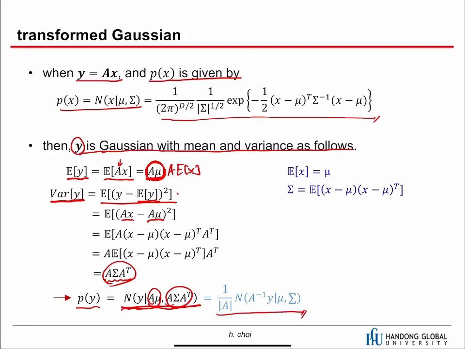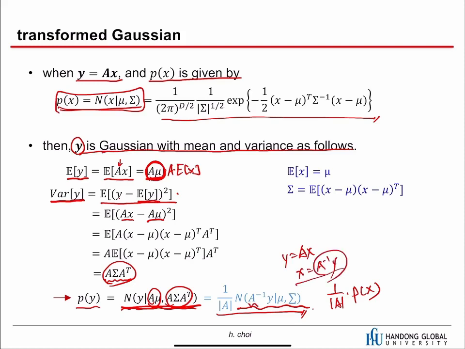This one is actually the same as this one. So this one is about p of y and this one is about p of x, right? This says 1 over the determinant of A times p of x. P of x is actually this Gaussian distribution. Since y is Ax, then x is A inverse y. So we have A inverse y here because we want to use N of x given mu and sigma.